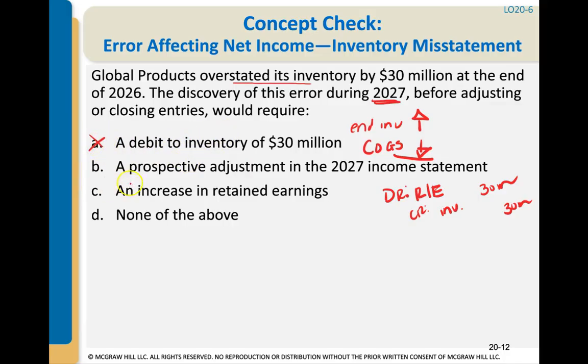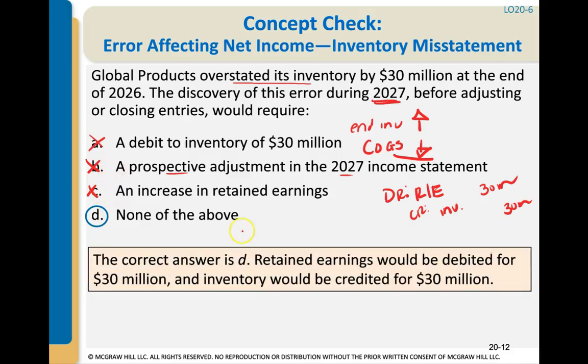That's not it. A prospective adjustment in the 2027 income statement. So this means we just fix the adjustment in the 2027 income statement. No, we don't do that. We would have an increase in retained earnings. No, a debit to retained earnings is a decrease, which means that it's none of the above. Okay? So that's how you do that problem.